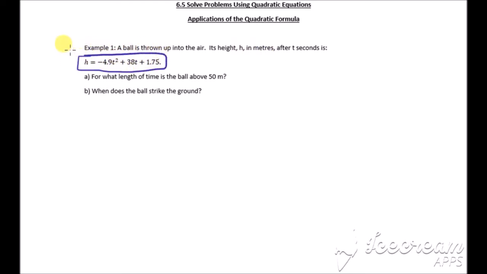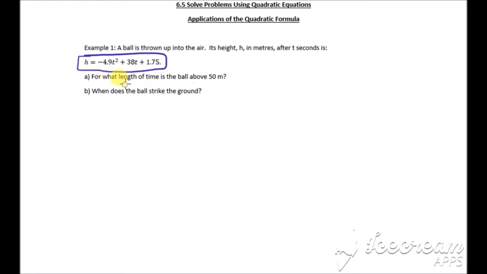Okay, so a little hint, as soon as there are decimals in an equation, most times I don't even waste my time trying to factor it. I just know that it's going to turn out not as pretty as the other ones, so I just use quadratic formula. Okay, so for what length of time is the ball above 50 meters?